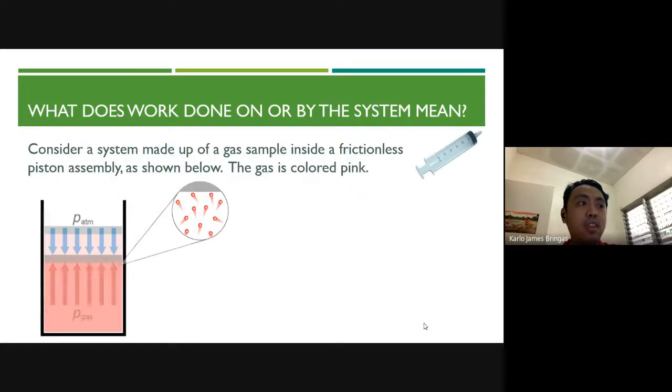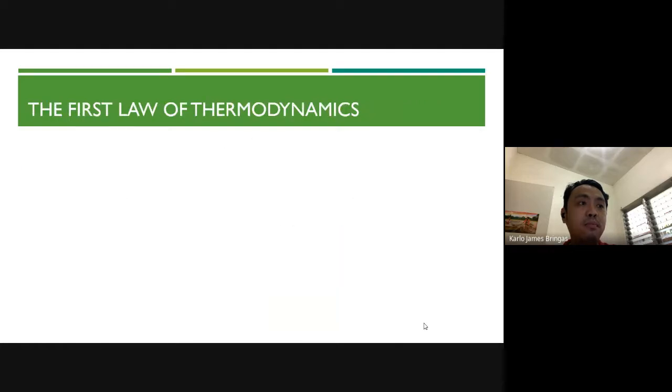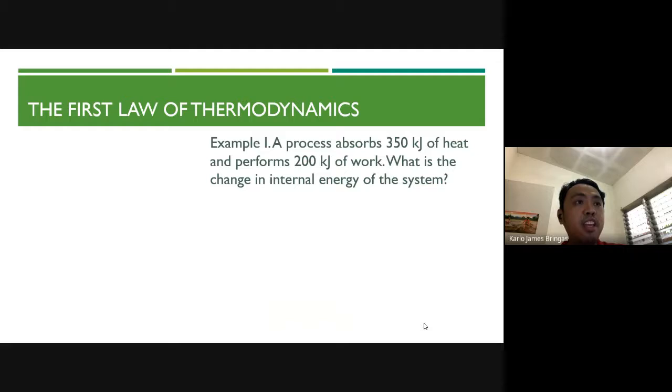Now, moving on to the next part of our problem. The next part says the process performs 200 kilojoules of work. So, performs 200 kilojoules of work. What do you think? What should be the sign of work? Is it positive or is it negative?